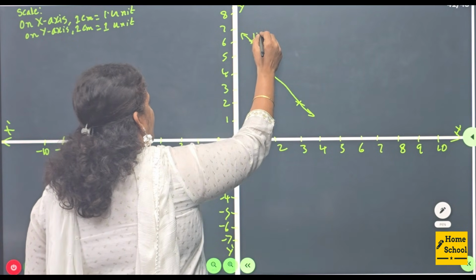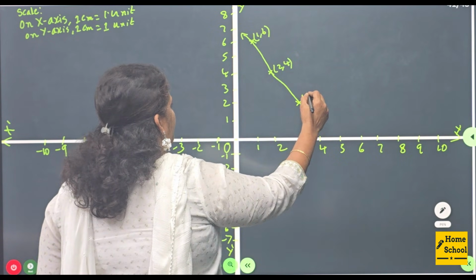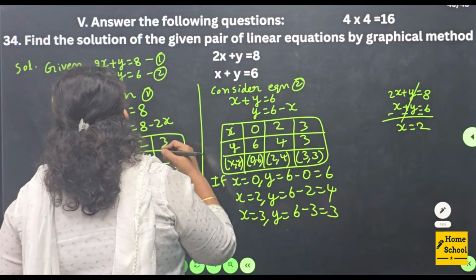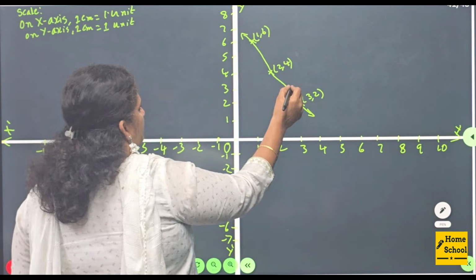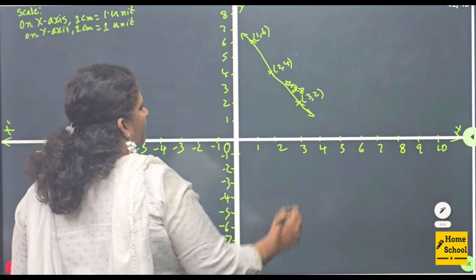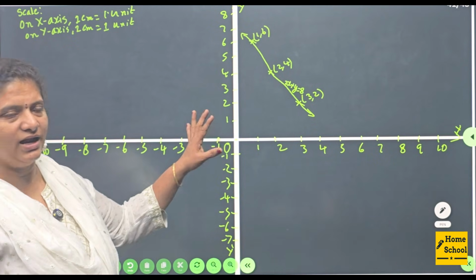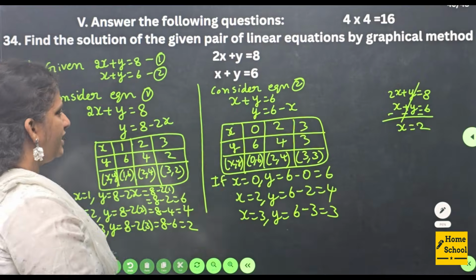The coordinates are 1, 6, 2, 4, 3, 2, and your equation is 2x plus y equal to 8. One equation line representation is completed. Then move on to the next table.